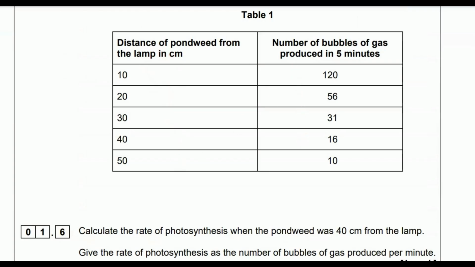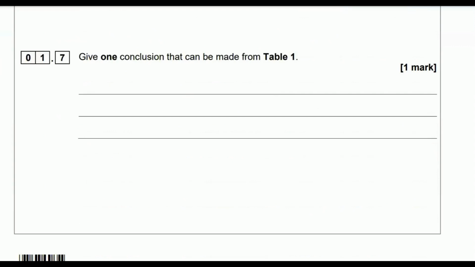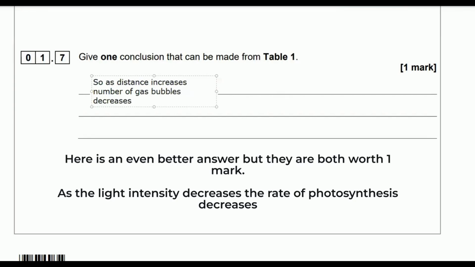They go down. So the conclusion we can make, which is just a simple description. Don't try and add science in. Just keep it simple, keep it straightforward for that mark. So as distance increases, number of gas bubbles decreases. And that's just a straightforward, simple trend that we can spot.